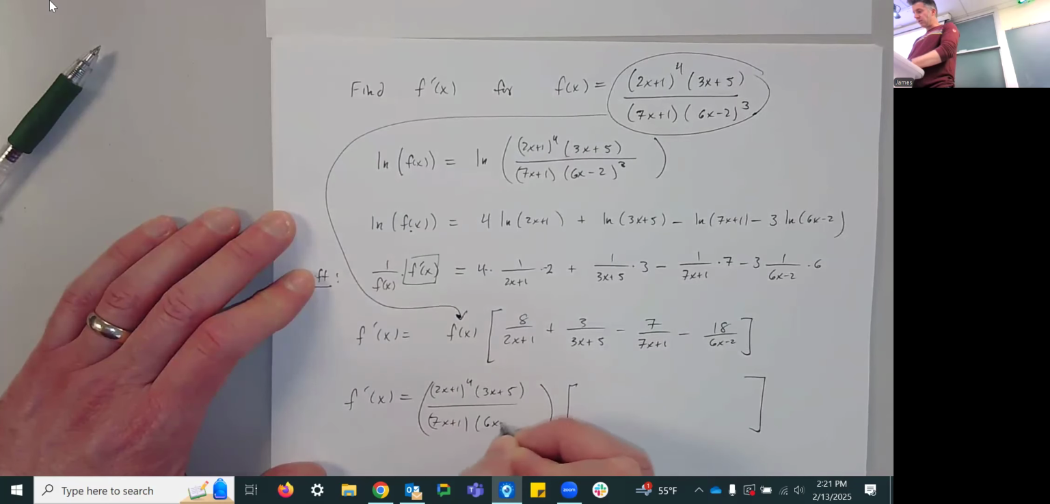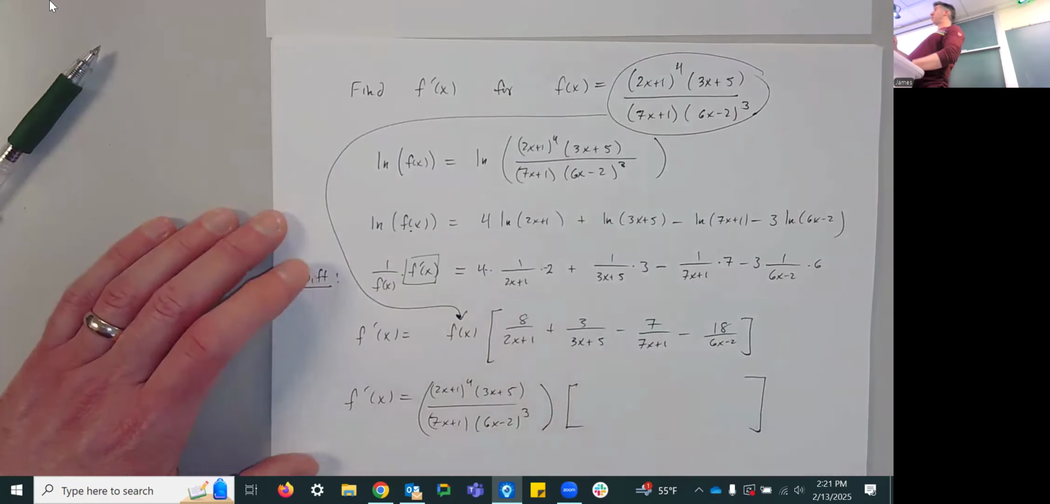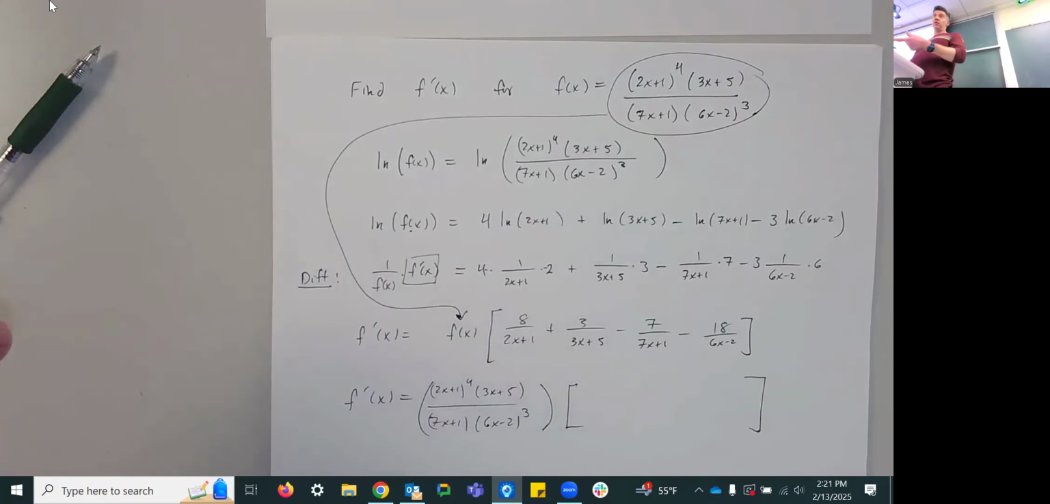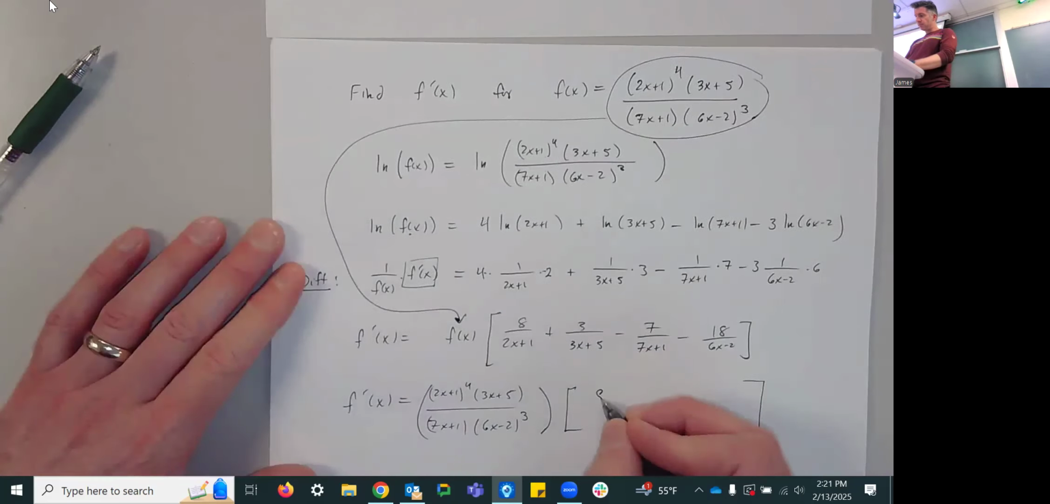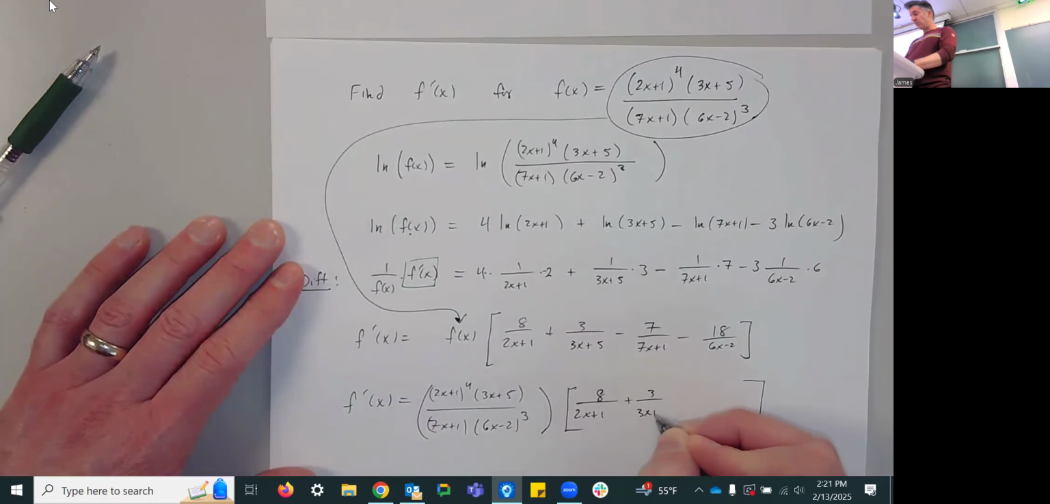So that's how you deal with something gross like that that has lots of things multiplied or divided together. You can take the natural log of both sides and apply the process of logarithmic differentiation. This is not the only time we will use this process. This is probably the least obvious time you would use this process, actually.